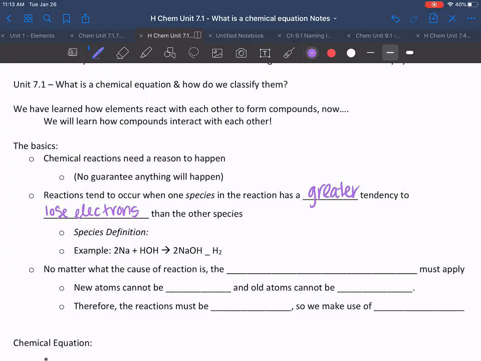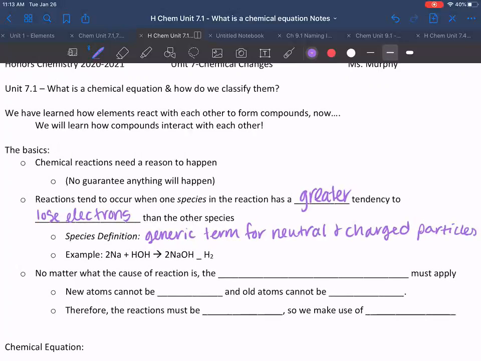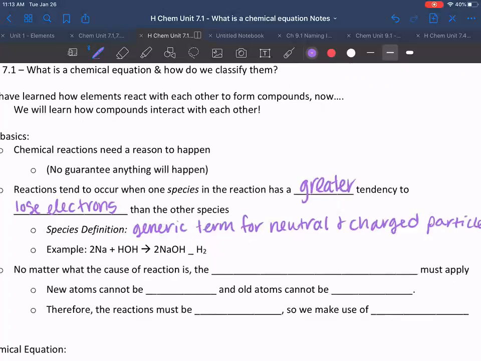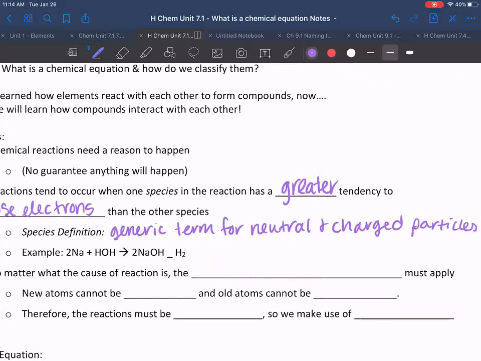It doesn't necessarily have to be each atom. And so what I mean by species is I'm just going to use it as a generic term for both neutral and charged particles. And I wanted to give a quick example here. So in this equation with sodium and water lies my first typo, which that underscore should be a plus sign.